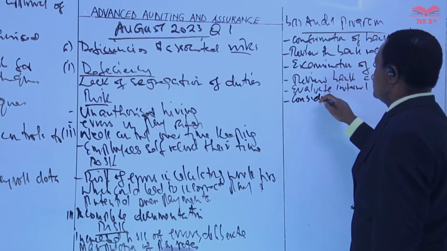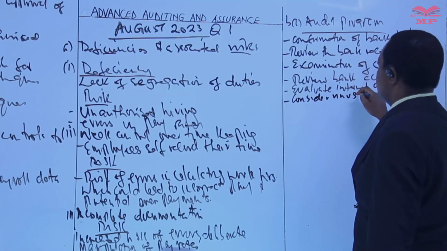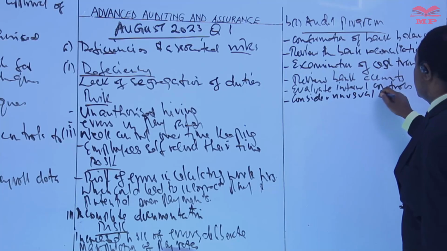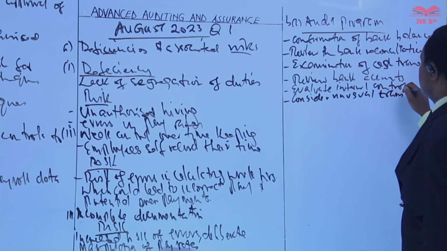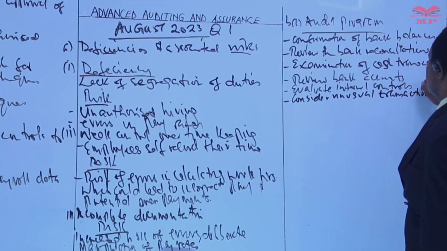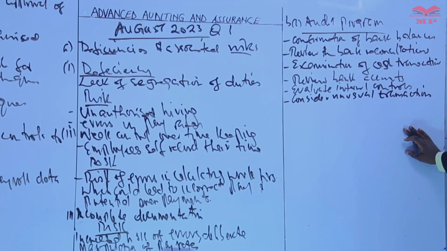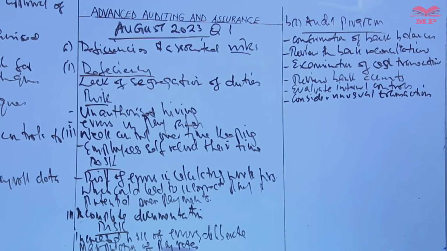Consider unusual transactions. The auditor should consider unusual transactions by investigating any unusual or large transactions, such as large withdrawals or large deposits. You understand? So there are many audit programs. Candidates were just to give 5.